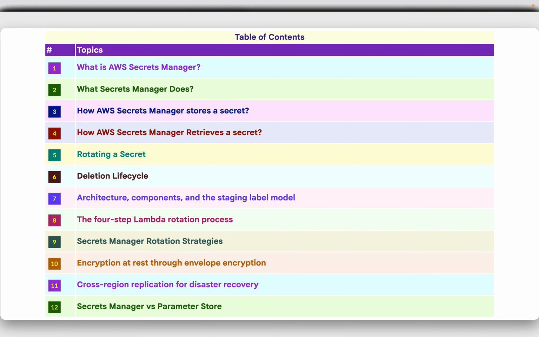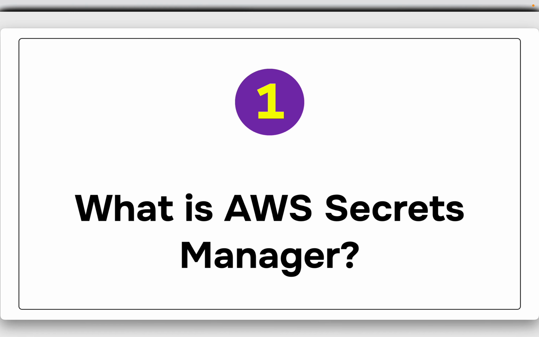The 4-step Lambda rotation process? Secrets Manager rotation strategies? Encryption at rest through envelope encryption? Cross-region replication for disaster recovery, Secrets Manager versus Parameter Store. So first topic, what is AWS Secrets Manager?